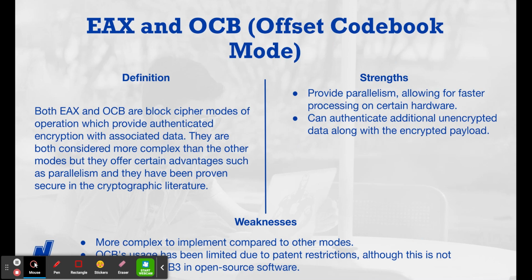Next, we're going to be talking about the EAX and the OCB, providing parallelism for fast processing on certain hardware and can authenticate additional unencrypted data. They are more complex to implement, and the use of the OCB has been limited due to its patent restrictions. Nevertheless, they have several important roles in specific applications requiring their unique advantages. For instance, some versions of the SSH protocol use OCB, and secure file storage systems might employ the EAX.